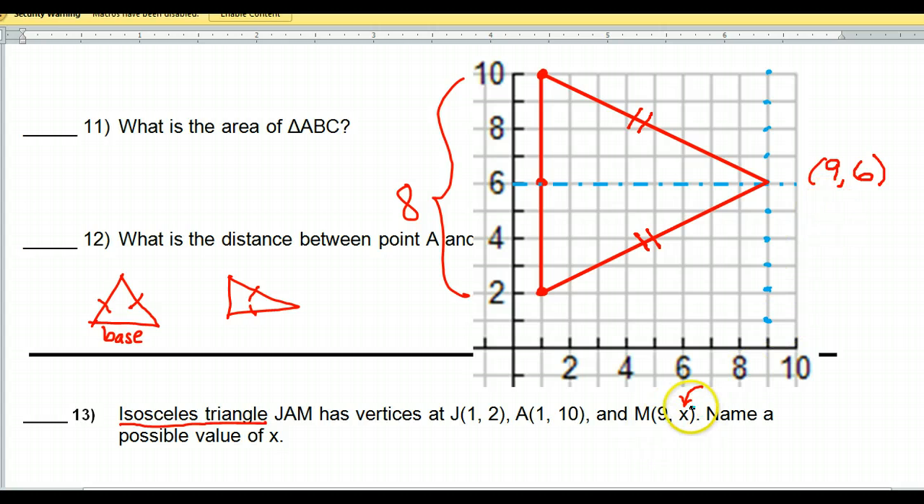So again, comparing this (9, 6) that we came up with for the vertex of an isosceles triangle to (9, x), that means x must be 6. (9, 6), (9, x), x is 6. And that's how you do number 13.